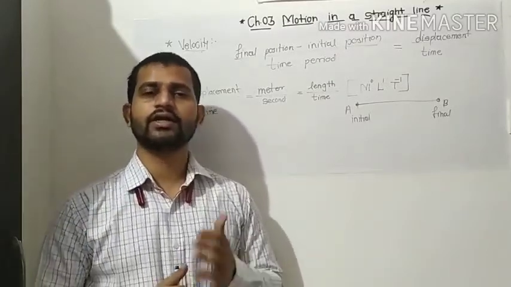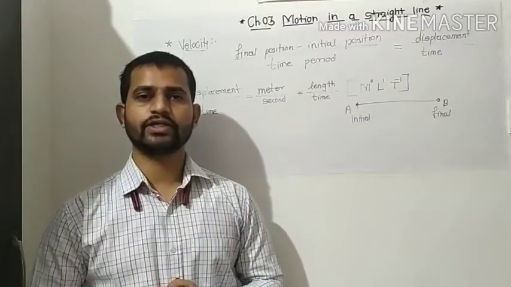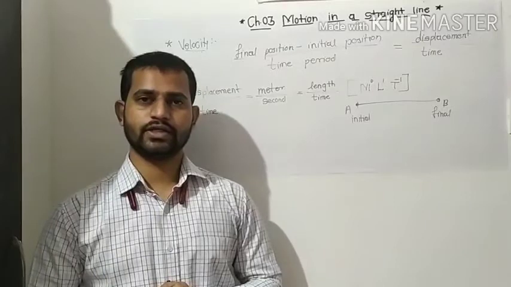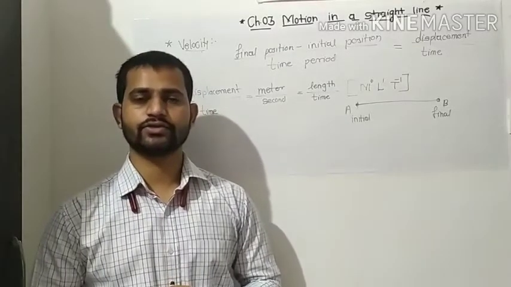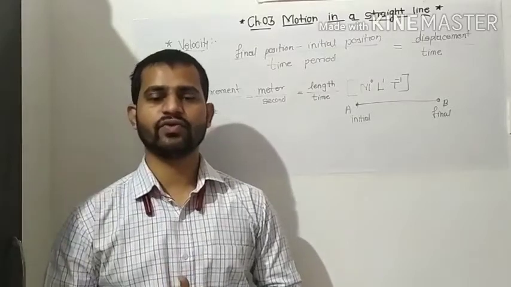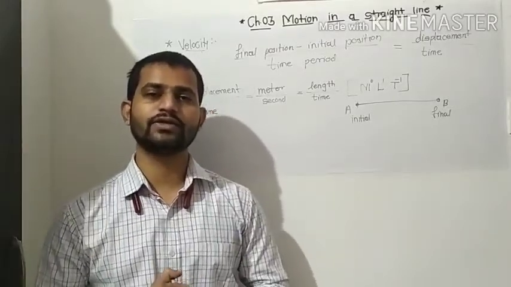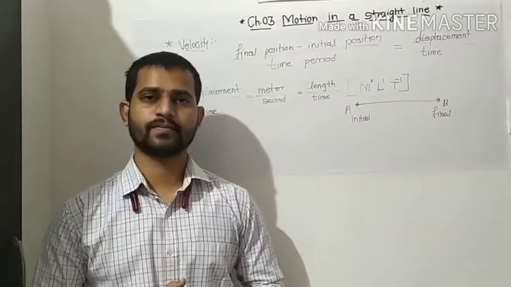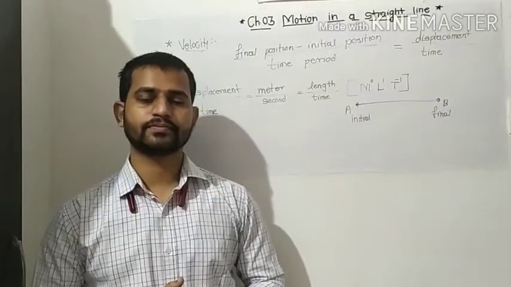So that's why for velocity we also have to think about its displacement and the direction, that is, its magnitude and the direction. So in case of velocity we have to go for its magnitude and direction. So that's why velocity is a vector quantity. Okay, velocity is a vector quantity.